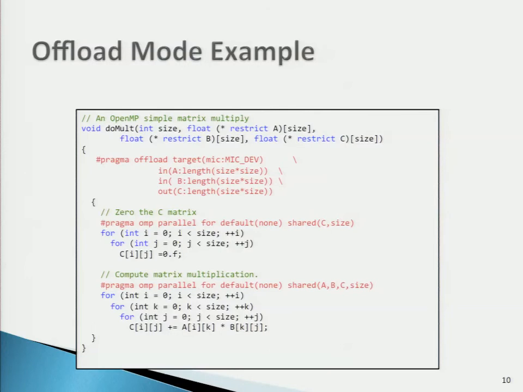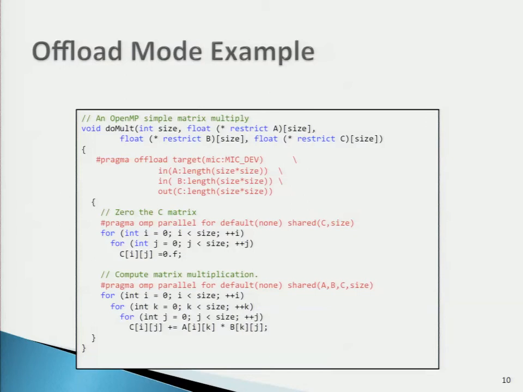So here's an example of matrix multiplication. A simple OpenMP implementation would not have this pragma here. It would simply have these two OMP statements around the loop. The first one zeroes out the matrix that we're going to be writing into, and then the second parallel loop actually performs the matrix multiplication. And on Knight's Corner, you can take OpenMP code like this, compile it, and it will run fine.